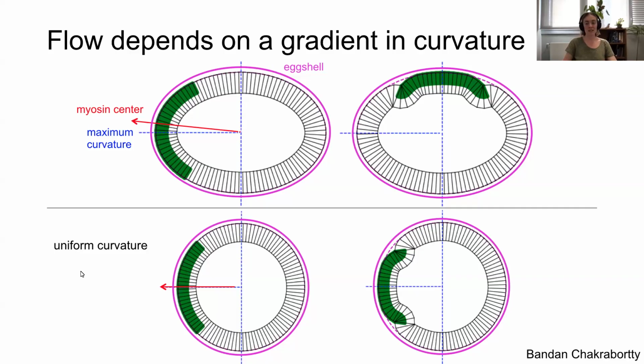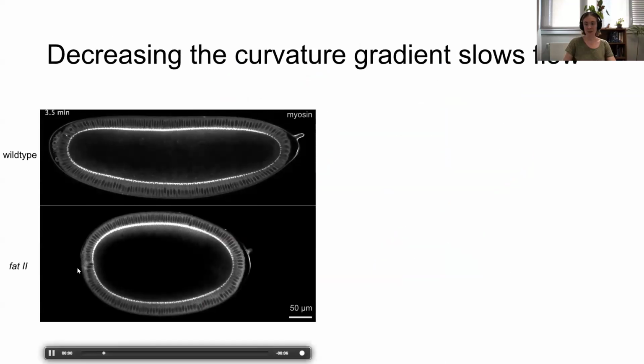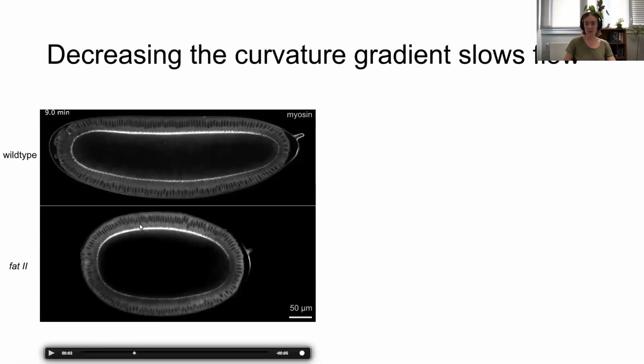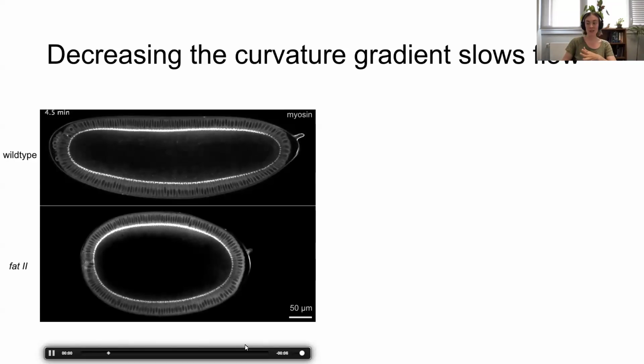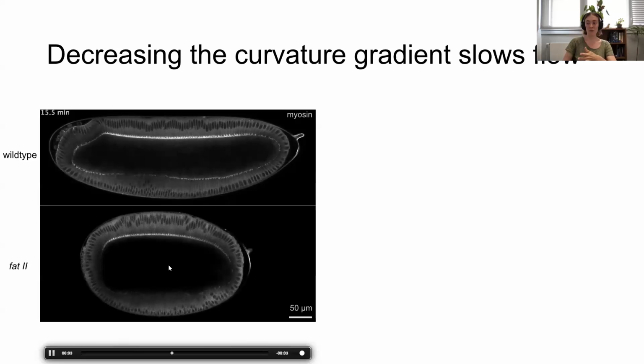So we wanted to test this experimentally. We did that using these embryos that are called FAT2. These embryos are much roundier than wild-type embryos. They're not perfectly circular or spherical. We would love that, but the mother flies actually can't lay perfectly spherical embryos. They get blocked as they're trying to lay them. So this is the best we can do, but it's still great. We have a much decreased curvature gradient. And what's nice about these embryos is that they still do exhibit pretty normal flow.